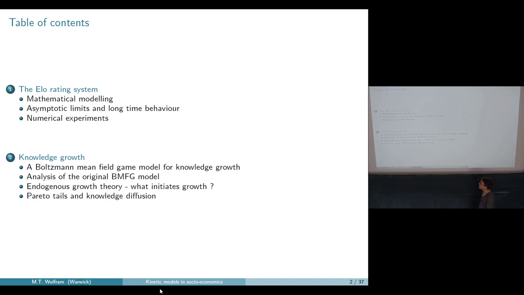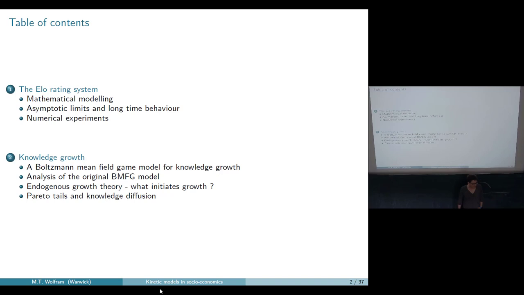The second part will be about a different model that was proposed by economists. So this was not something mathematicians came up with. It's a coupling of a Boltzmann equation and a mean field game. And so this is the second part. In the first part, this is joint work with Bert von Düring and Marco Torregossa, a former PhD student. And in the second part, this is joint work with Martin Burger and Alex Lotz.